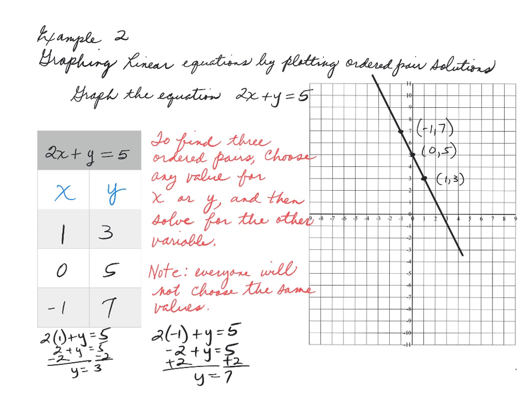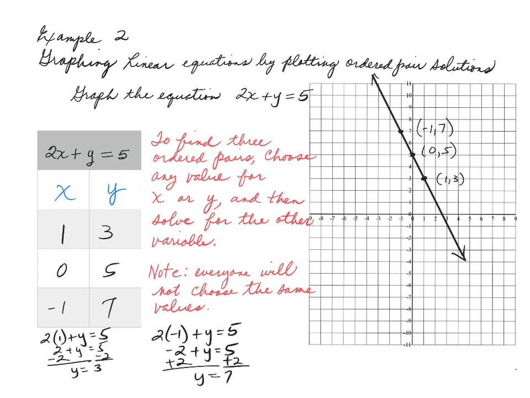So we have a line. That's the graph of the line 2x plus y equals 5. And all we did was find points, choose 3 points. Now you could have chosen any other points. I want you to understand that you could have chosen other points.